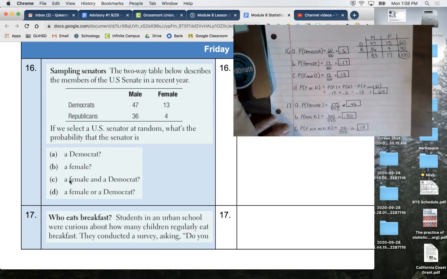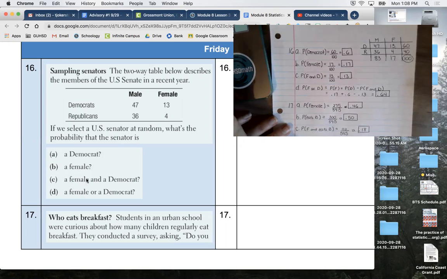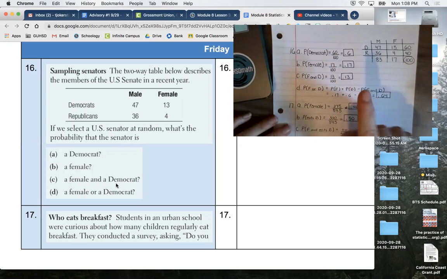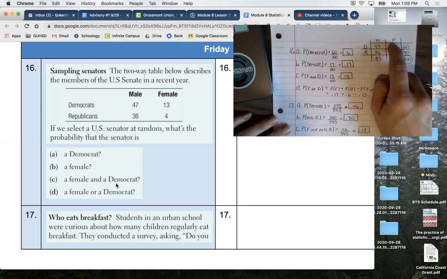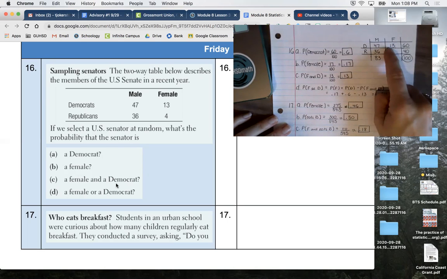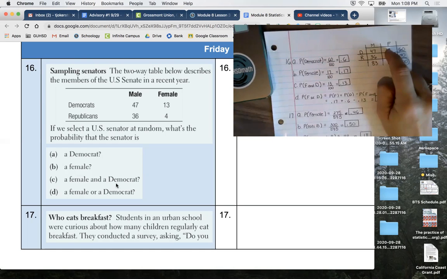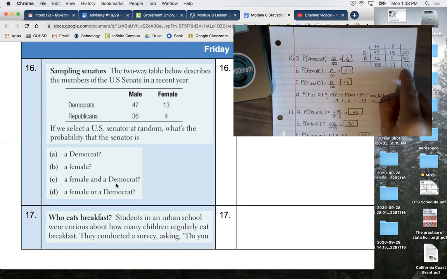In this next one, it says, what is the probability that I get somebody that is a female and a Democrat? Female and a Democrat. So we need to figure out where that is. Here's female, here's Democrat. Female and a Democrat, there are 13 out of the 100. So what's the probability I select one and they end up being a female that's Democrat? Well, there's 13 of those out of the 100 people.